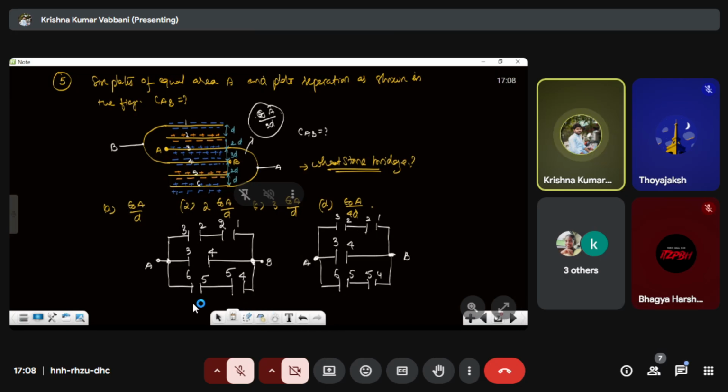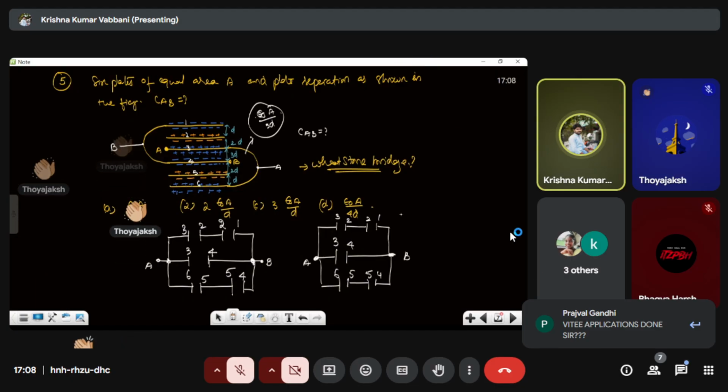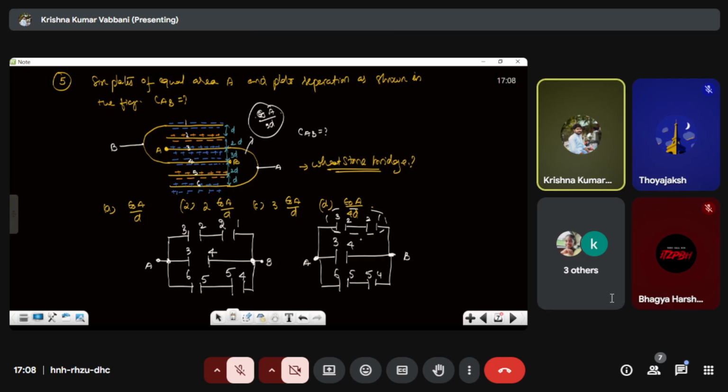So this is the thing. If you draw this carefully, what you will get is that this is in series and this is in series. You can check the answer. What is the capacitance here for 3 4? What is the capacitance between 3 4?